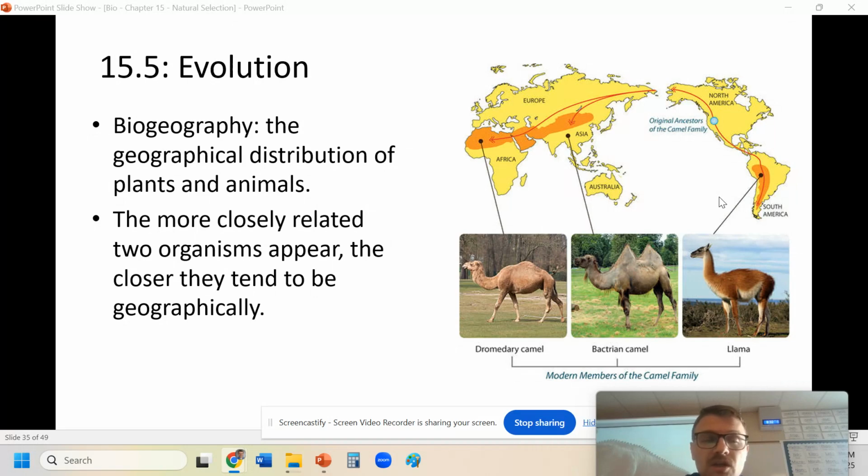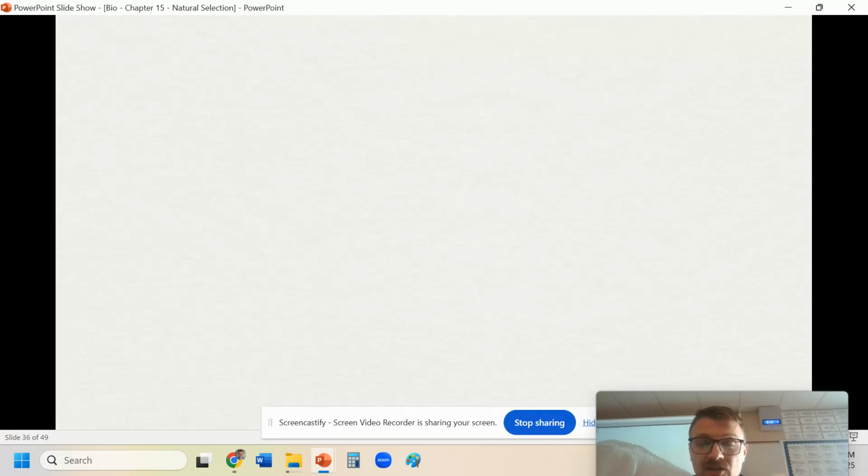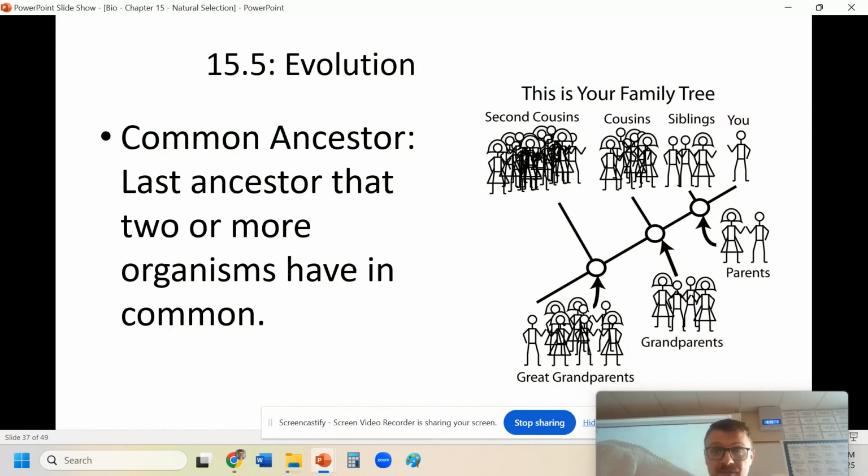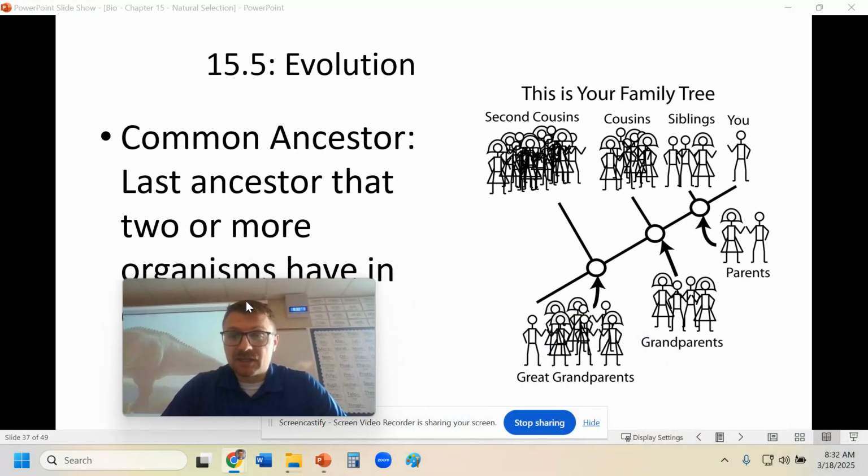What we see is that the more closely related organisms are, the more closely they tend to be located geographically. You can see these organisms are very close to each other and look very similar because they evolved from a recent common ancestor. Common ancestry is where two organisms have a last common ancestor they are related to. We have this with our human ancestry. You and your siblings have a common ancestor in your parents. You and your cousins share a common ancestor in your grandparents. Your second cousins share a common ancestor with you in your great grandparents.